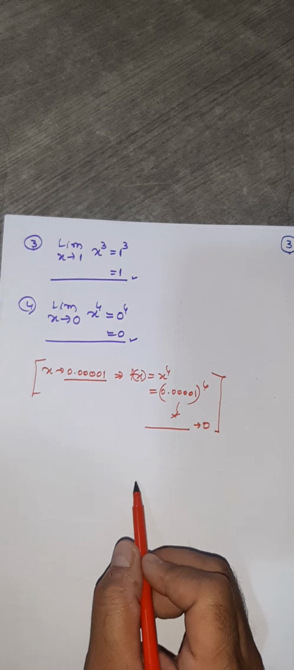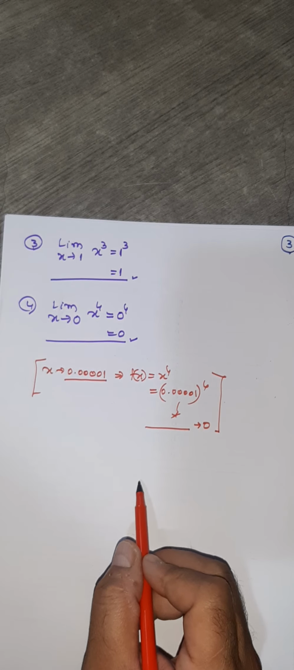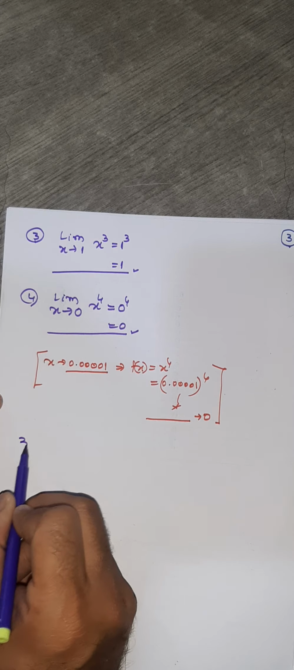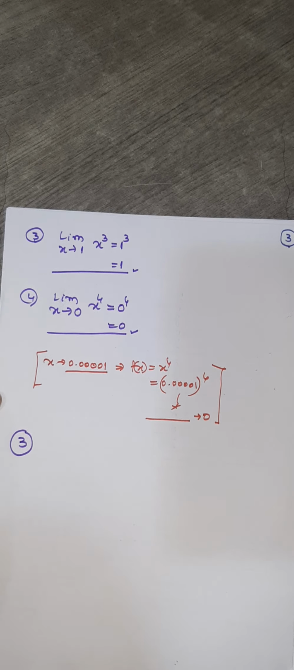This is the tabular method, but here we are using this result. So two important results. Result number 1, limit of a constant is the constant. Result number 2, limit of x raised to n is a raised to n. Now your next result, which is very important, is about the power function. Let me write it as result number 3.